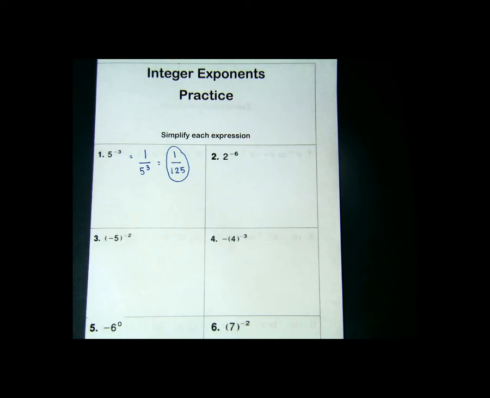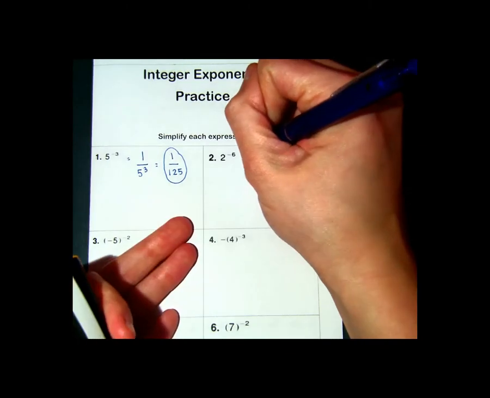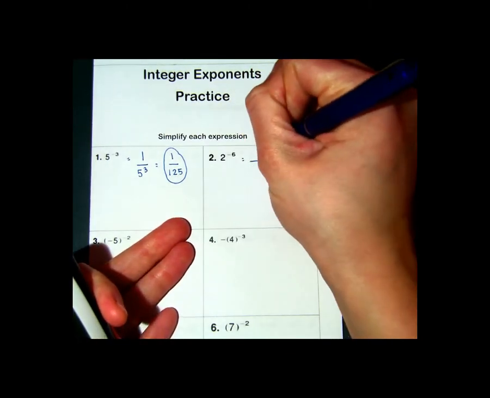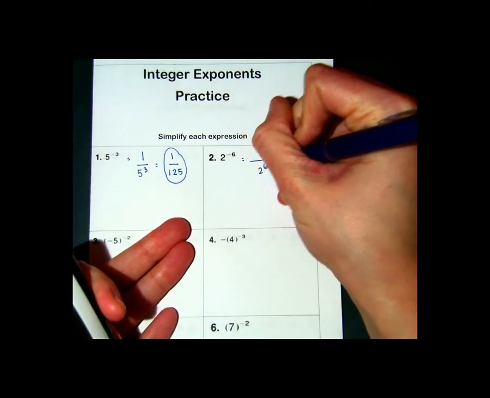Same with number 2. I have a negative exponent, so I'm going to have a fraction bar. I've got 1 and 2 to the 6th power.